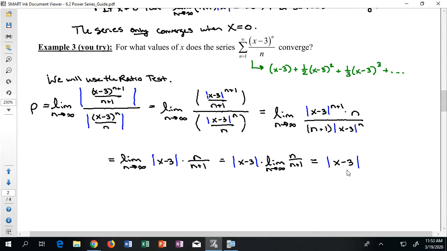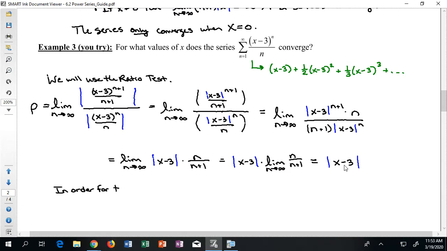Well, I guess that kind of really depends. If I plug in 0, then it's definitely greater than 1. If I plug in something like 2.5, I'm going to get something less than 1. And if I plug in something like a 4, I can get exactly 1. I can get all of those results. So I might write something like this.